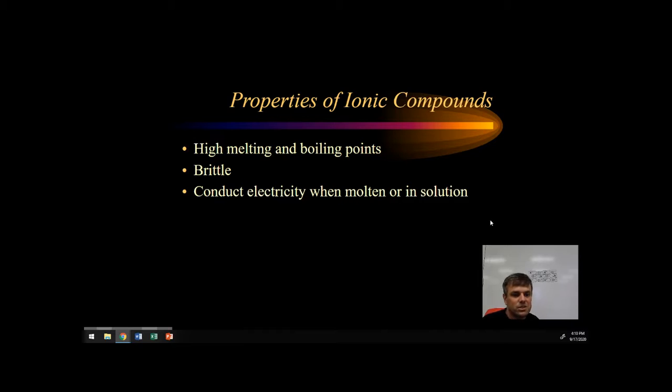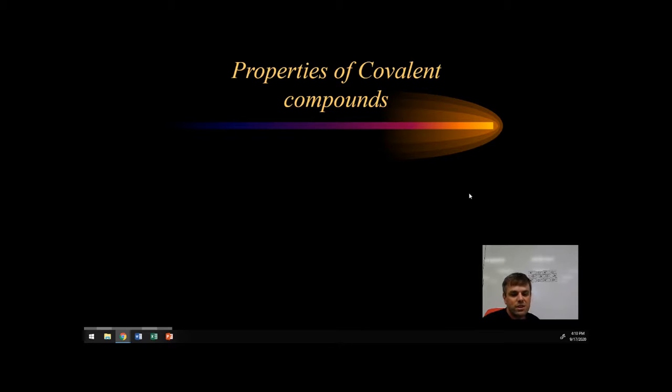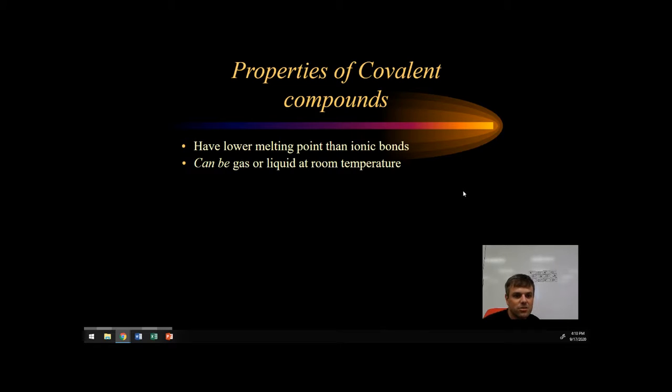Ionic compounds also conduct electricity when you melt them or when you dissolve them in water. So that's how you can identify ionic compounds. For those of you in cohort C, you'll do a little experiment with this when we come back on Monday. Covalent compounds have lower melting points than ionic compounds. They can be a gas or a liquid at room temperature, and they are poor conductors of heat and electricity. So they do not conduct heat and electricity really well.